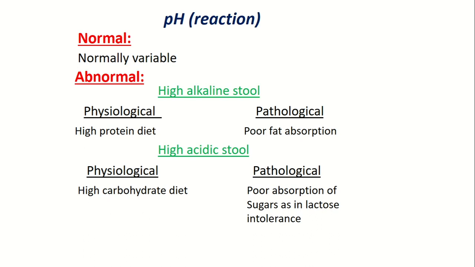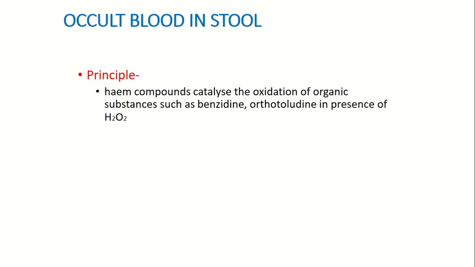On the contrary, high acidic stool is obviously seen physiologically when you have a high carbohydrate diet, and as far as pathology is concerned, it is due to poor absorption of sugar, as in lactose intolerance. So this is how pH becomes abnormal.